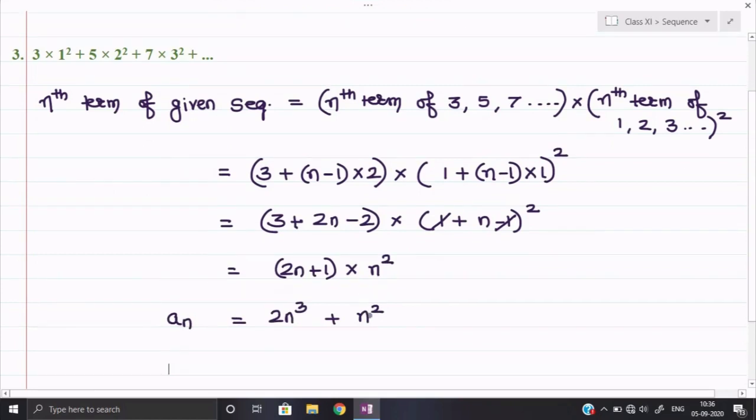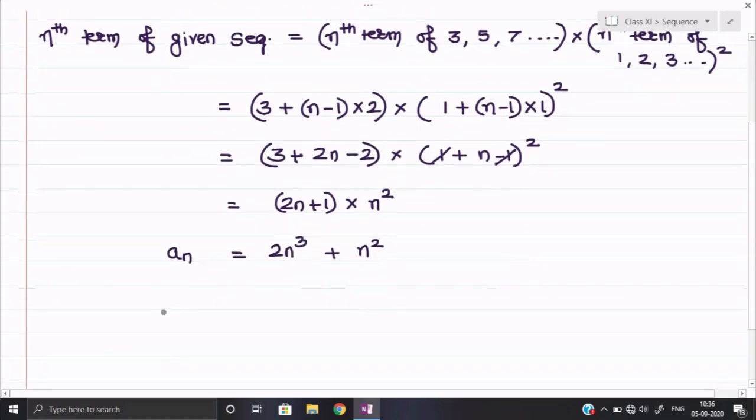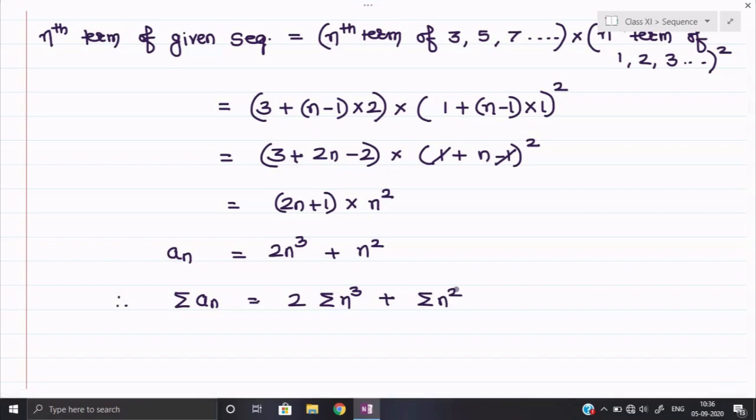And when you will take the sum over here, then we can say that therefore summation of an is equal to 2, I will take it outside, summation will work only on n. That will be 2 times summation of n cube plus summation of n square. Now here you can apply the formula of summation of n cube and summation of n square, and easily you can find out the required sum.